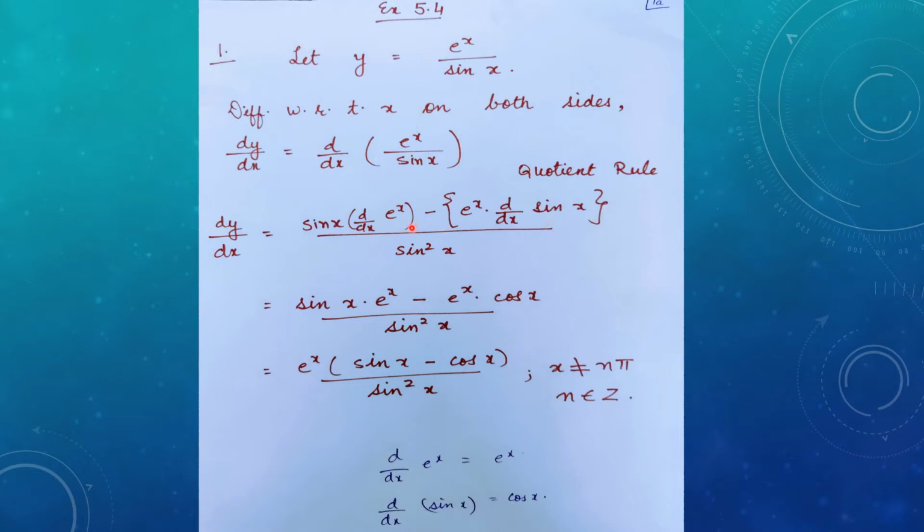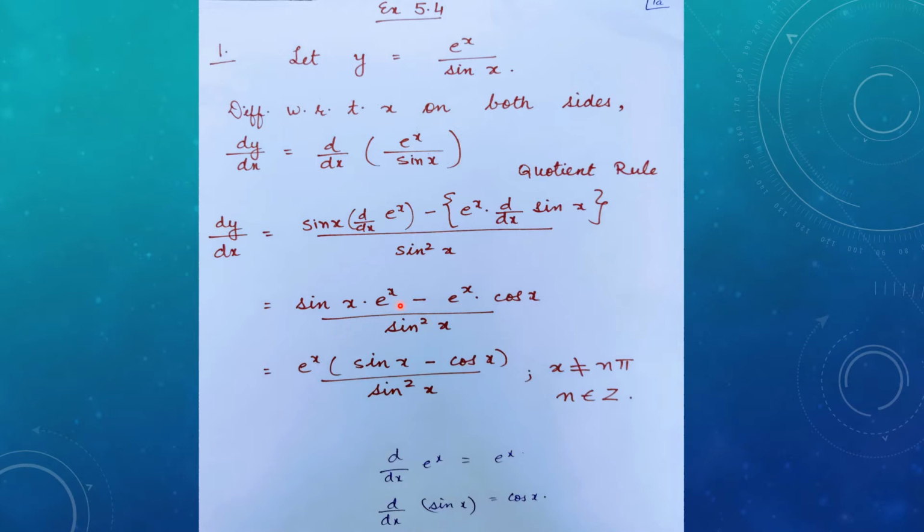Now what is d/dx e^x? It is e^x as it is. So we get sin x into e^x minus this e^x as it is, multiplied by what is the derivative of sin x? It is cos x, whole upon sin²x. Now we have used these two formulae here. d/dx e^x you will get e^x as it is, and d/dx sin x is cos x.